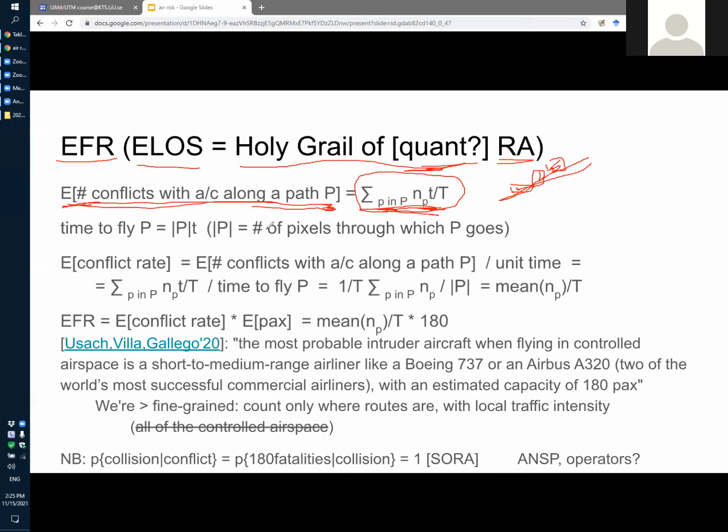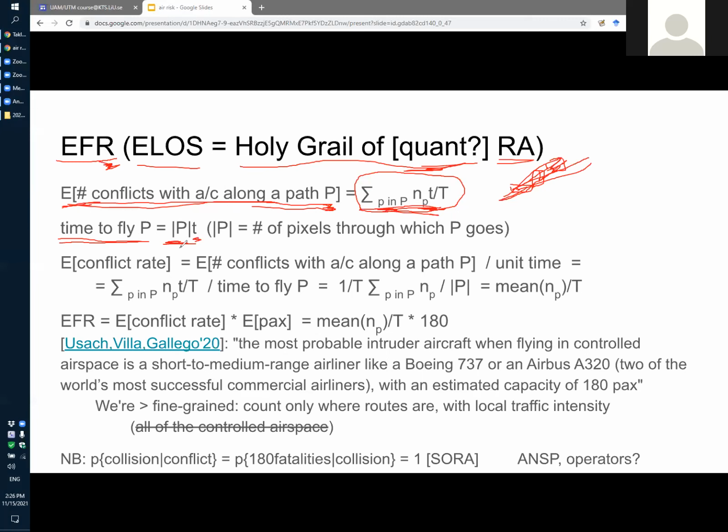Now, how long does it take the drone to fly the path? Remember that we are interested in the expected fatality rate, so not just how many conflicts and hence fatalities you may have in the path, but also how many fatalities you have per flight hour. So it's the expected fatality rate, not just the expected fatality. Now, the time to fly the path P is just the number of pixels in the path times what you spend in the pixel. Remember, the small t is how long it takes for the drone to pass through a single pixel.